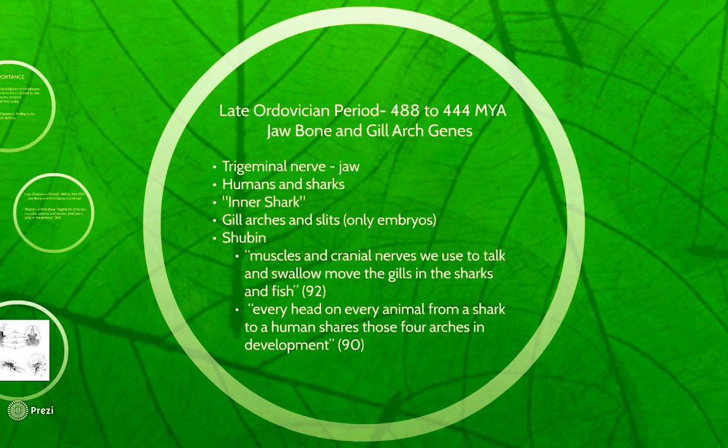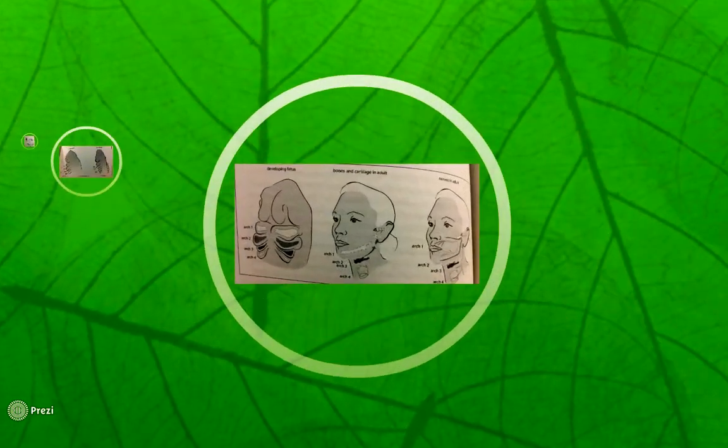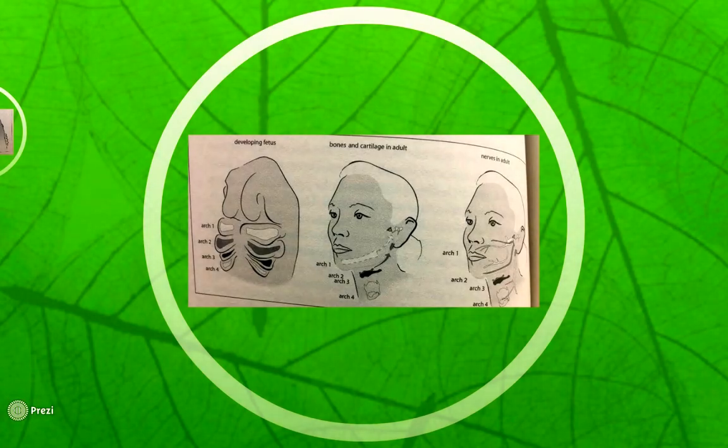These arches are the map for the cranial nerves found in vertebrates and are very similar to the gill slits still found in some vertebrates today. Shubin writes, "Every head on every animal from a shark to a human shares those four arches in development." It is important to note that these arches and their homology can only be seen in all the vertebrate embryos.